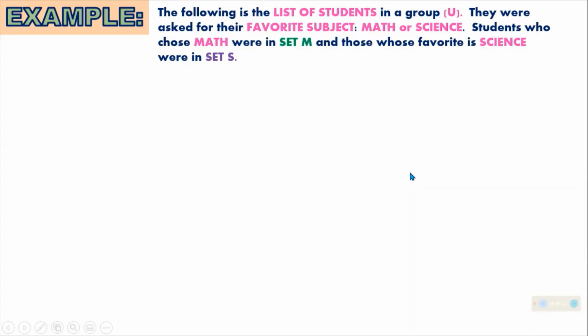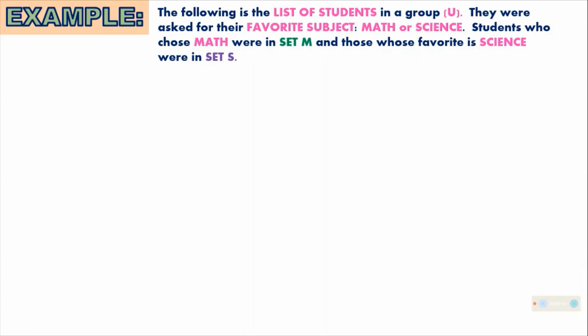Example: the following is the list of students in a group, the universal set. They were asked for their favorite subject, math and science. So, may 2 sets na tayo, math and science. Ngayon, yung nasa universal set, yun yung mga list of students. Then, yung isang circle o yung isang set ay math. Yung isang set is science.